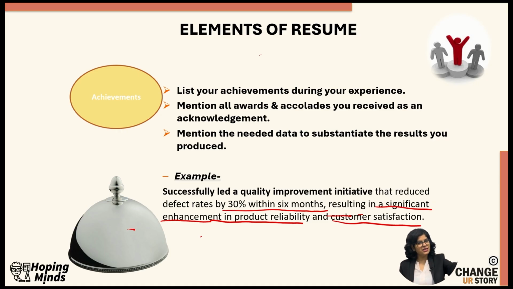It is not just saying 30%. 30% in how long? What was the reference point? In 1 year, in 2 years, in 5 years, in 1 month? So this person has very specifically said reduced defect rates by 30% within 6 months, resulting in a significant enhancement in product reliability and customer satisfaction. What a remarkable achievement. What a beautiful sentence, articulated perfectly.